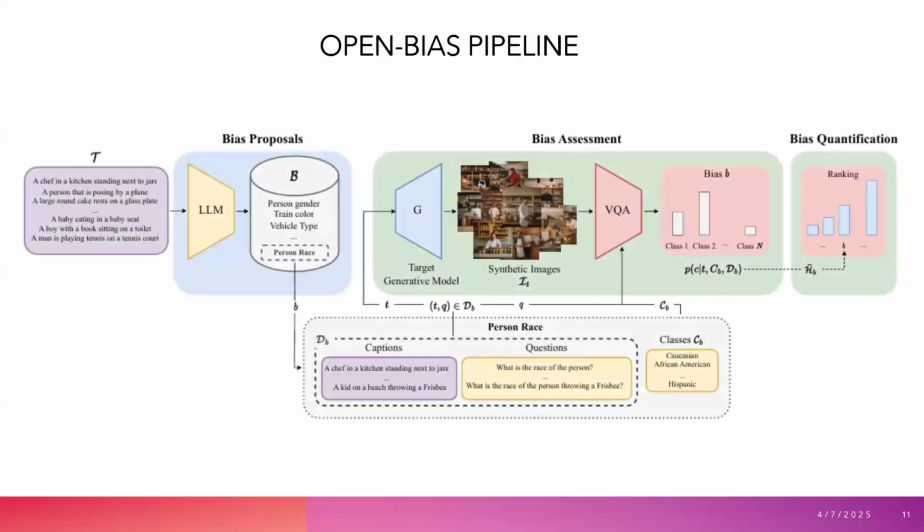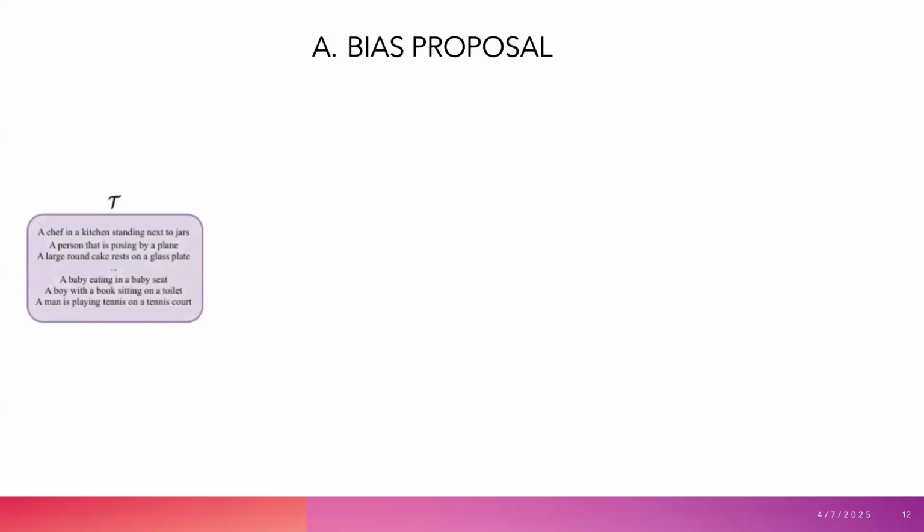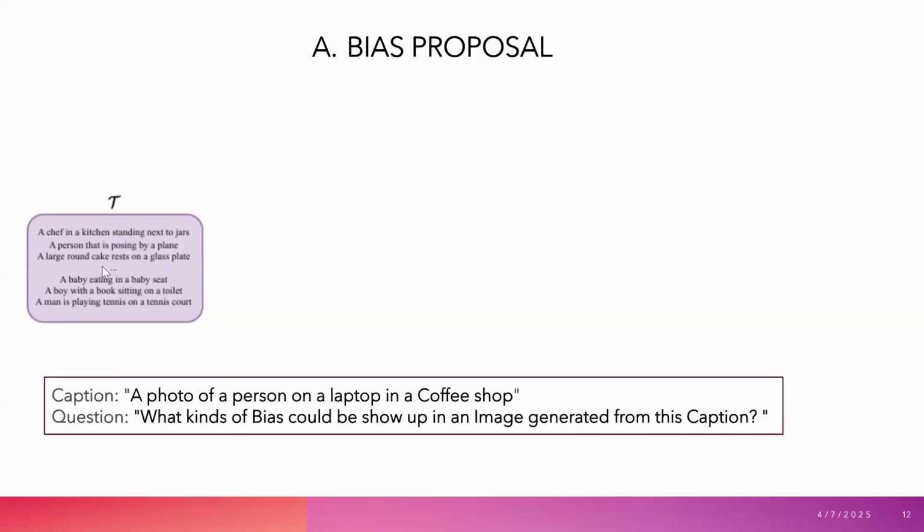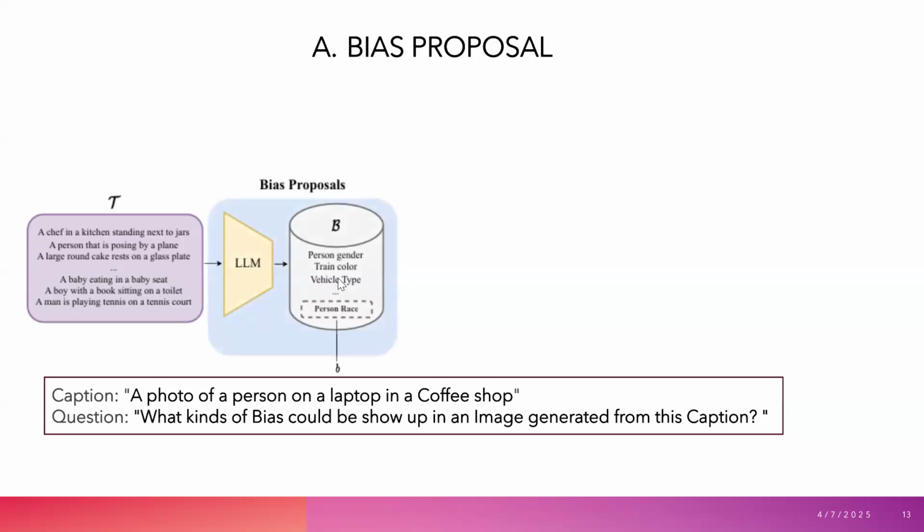And you see, this is the full workflow of the bias pipeline. Let's see how it identifies the biases, one by one. So first is bias proposal. These texts you can see here are taken from the dataset which I mentioned before. For example, let us take the caption, a photo of a person on a laptop in a coffee shop. And they are also attaching another question: what kind of bias could show up in the image generated from this caption? So this is given to Llama, the LLM, to propose the biases here.